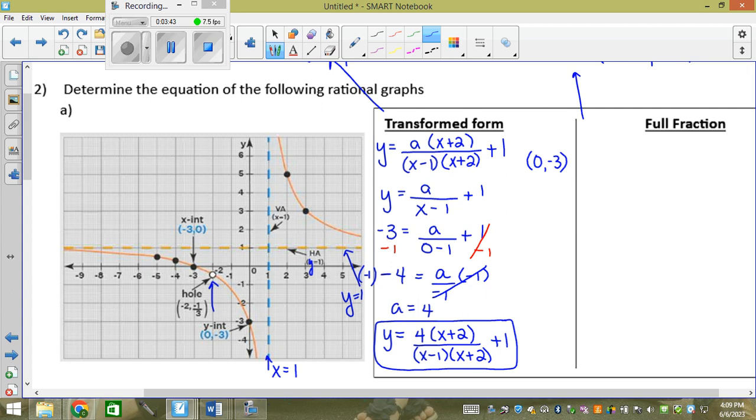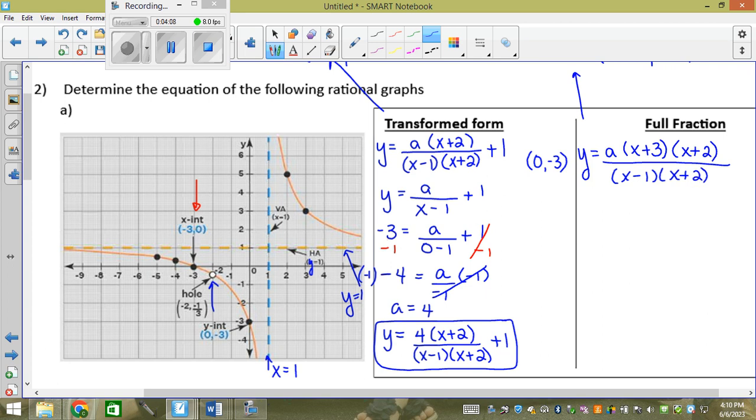Full fraction, we do y equals a, and then x-intercept. So my x-intercept here is at -3, 0. So I'm going to get x plus 3. And then my point of discontinuity, which is x plus 2, because it's at -2. And then my vertical asymptote again, so I get x minus 1. And then my point of discontinuity, x plus 2.